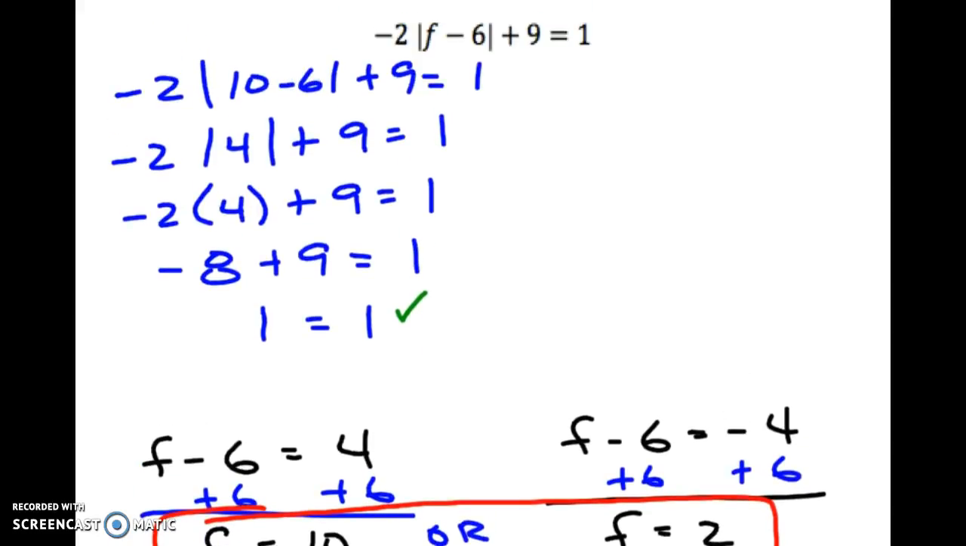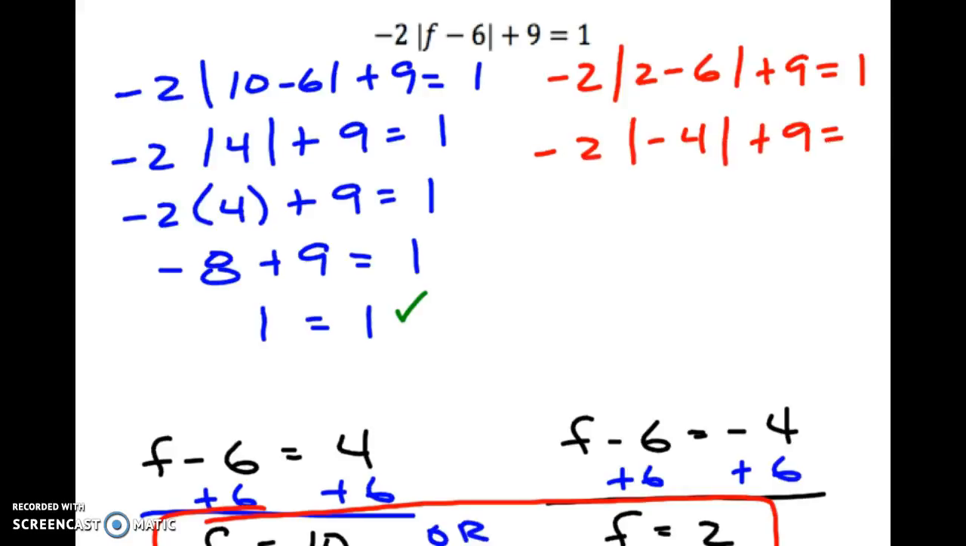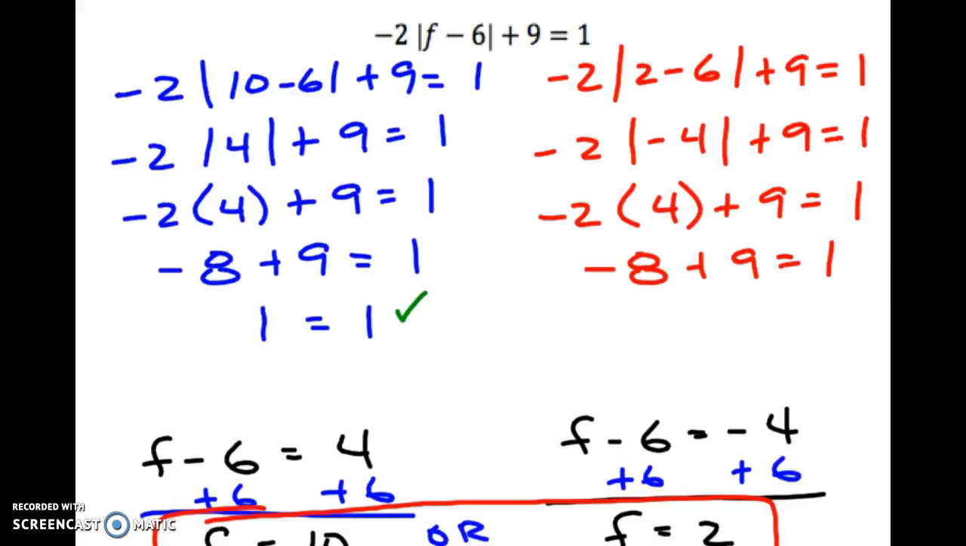All right, got to try that too. All right, inside the absolute value, 2 minus 6 should give us -4. Absolute value of -4, of course, is positive 4. -2 times 4 will give us the -8. -8 plus 9 is 1. So it does work out.